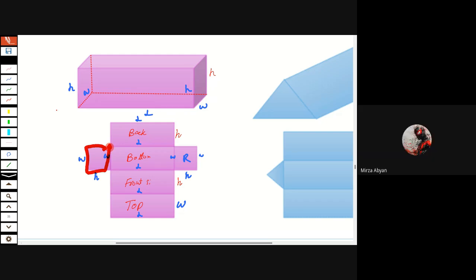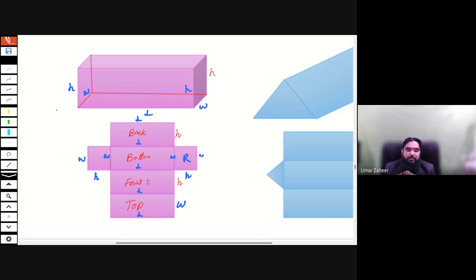Yes, sir. Because we are just going to open a net shape of a 3D shape, and sometimes it is a little bit difficult to explain or understand. So up to here, the left side is width and height. In the same way, it is width and height. Any question up to here?